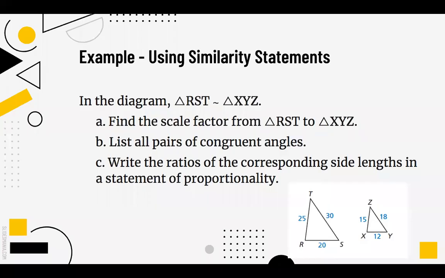All right, so let's take a look. We're going to look at these a little bit out of order. I'm going to start with number 3 or number 2. It says list all the pairs of congruent angles. So we're going to start there.